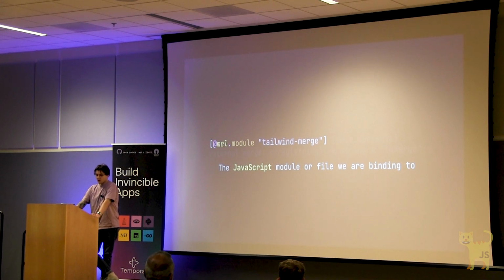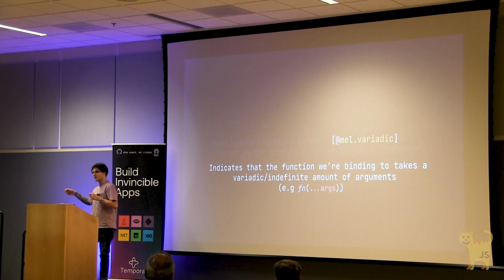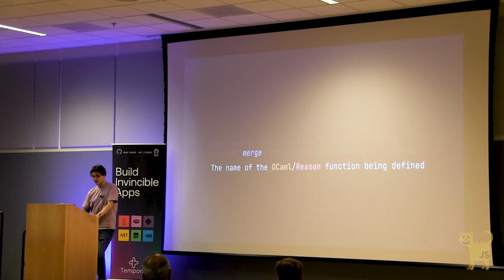So this first part, @mel.module, is basically just the name of either the NPM package or a relative path to the JavaScript file we're actually going to be writing a binding to. This next bit here, it's not mandatory on everything. It's just for this specific function. Mel.variadic indicates that a function we're binding to takes a variadic or indefinite amount of args. So you can basically just keep doing comma string, comma string, comma string, comma string on tailwind merge. So next up is the external keyword. This is an OCaml keyword that basically tells the compiler, hey, we're getting ready to interface with some foreign code that is not OCaml, and in our case, it's going to be JavaScript. The next identifier is going to be the name of either our variable or our function that we're going to call or use in our OCaml or Reason code.